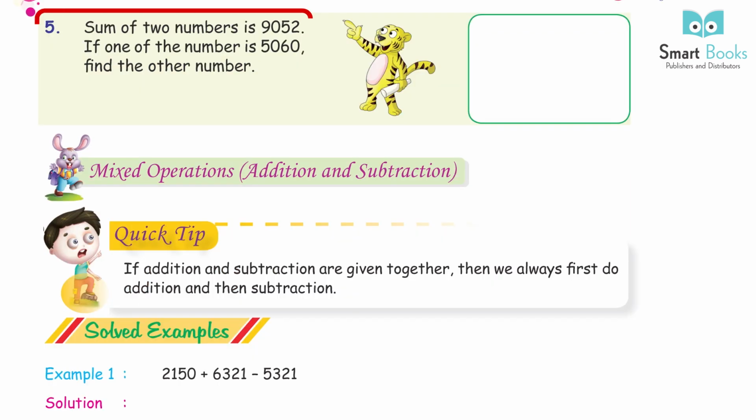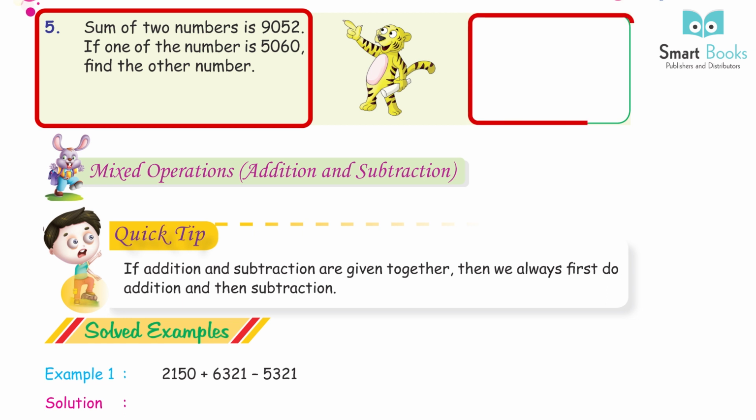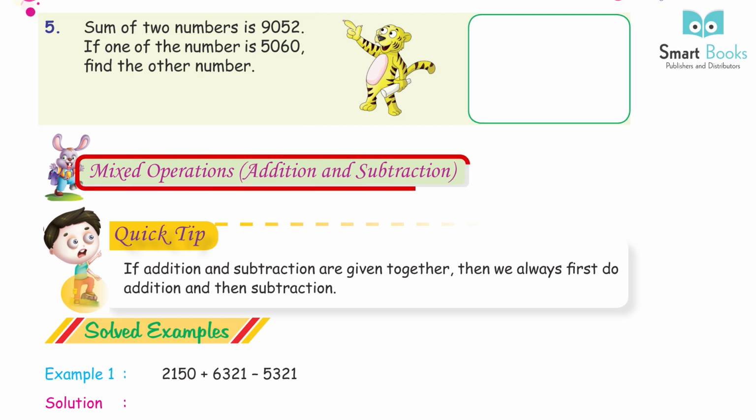3,875. Question 5. Sum of two numbers is 9,052. If one of the numbers is 5,060, find the other number. Answer 3,992. Mixed operations, addition and subtraction.